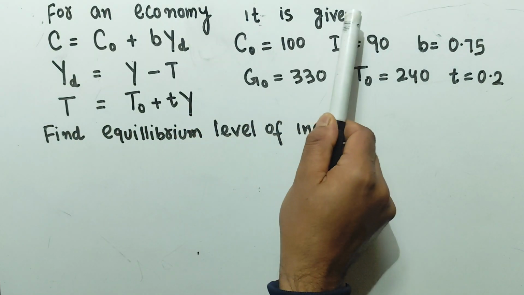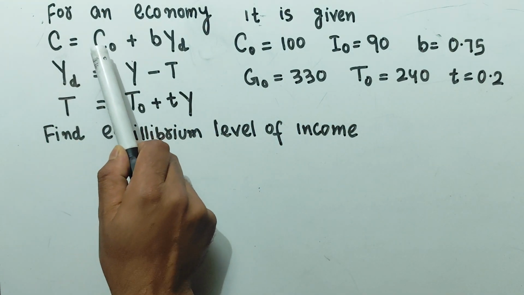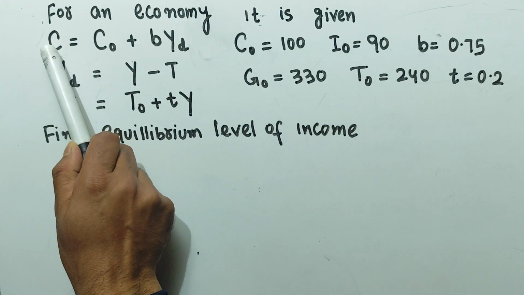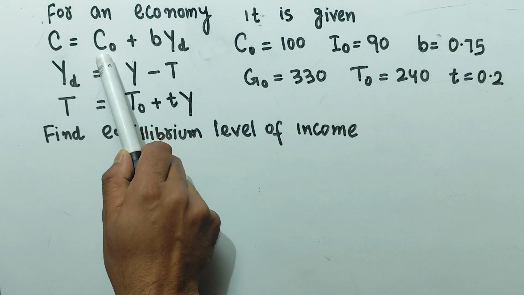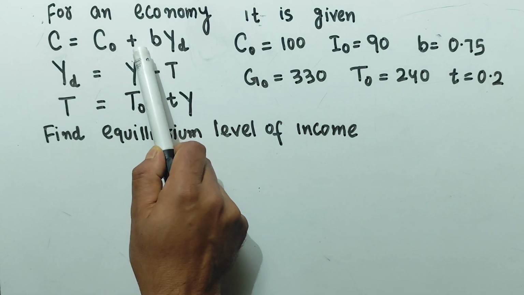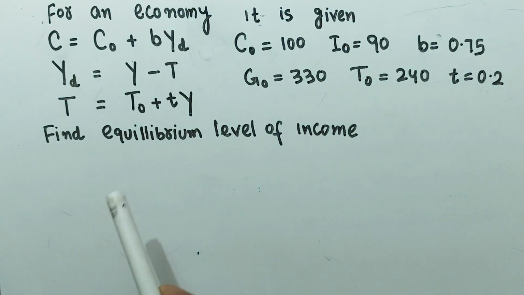For an economy, it is given that C is equal to C naught plus b times Y subscript D. C denotes the consumption function, where C naught is the autonomous consumption when the level of income is 0. b denotes the marginal propensity to consume. Y subscript D denotes the disposable income.